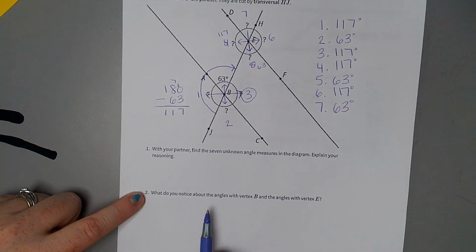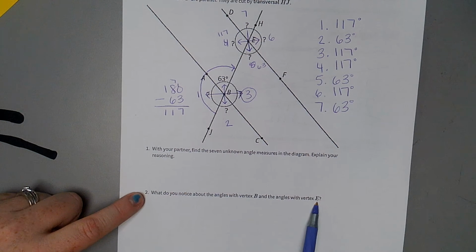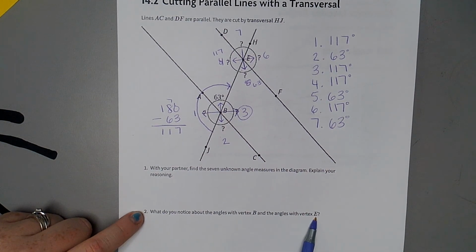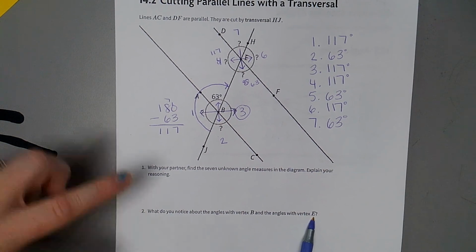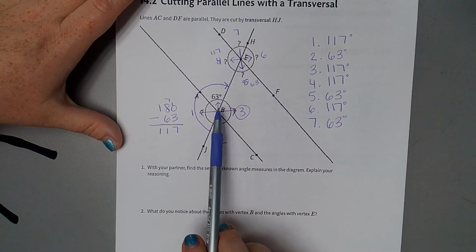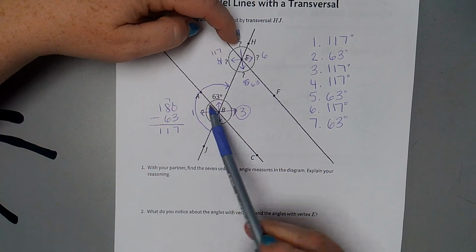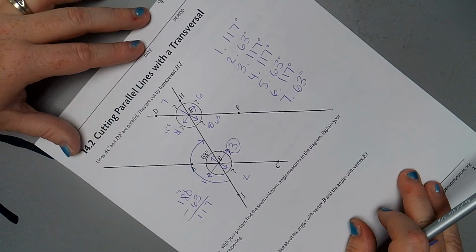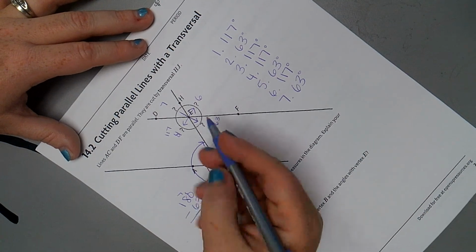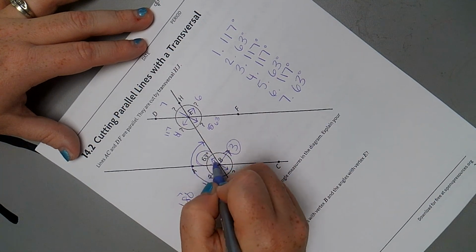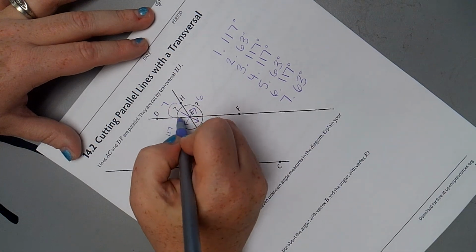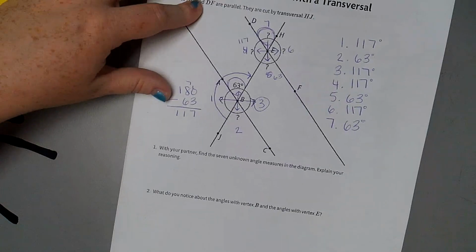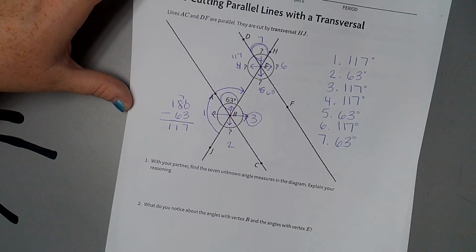What do you notice about the angles in vertex B and the angles in vertex E? Well, all their angle measures are the same. So all the corresponding angles, because corresponding would be on the same spot on the different line. If I'm looking at this spot right here on this line, I would then look at this spot on this side. They're on the same spot on different lines, corresponding. So the angle measures are equal.